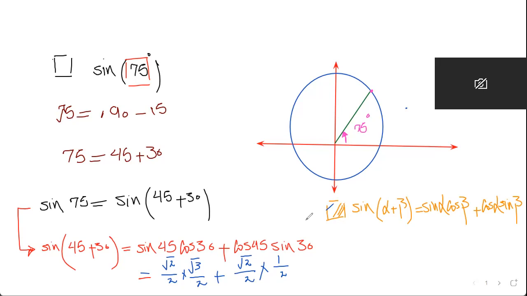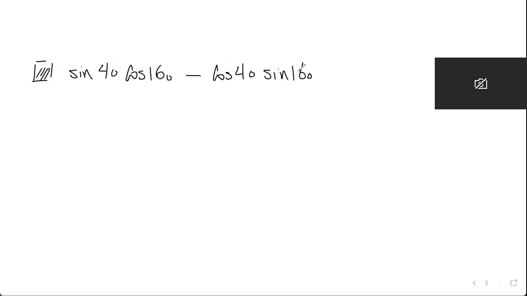No? Everyone is good? Now, let's go to the other practice. In the other practice, I'm going to ask you to find the value of this result: sine 40 cosine 160 minus cosine 40 sine 160. I'm going to ask you to evaluate that expression by using one single ratio. Look at this. We have two expressions here: sine 40 cosine 160, and cosine 40 sine 160. And I say transform it into only one single ratio.